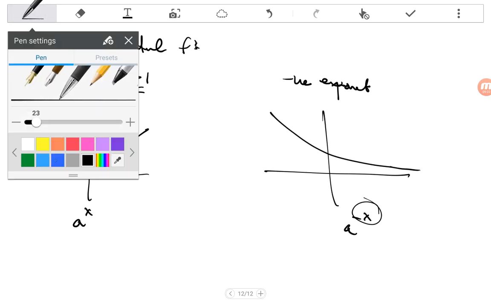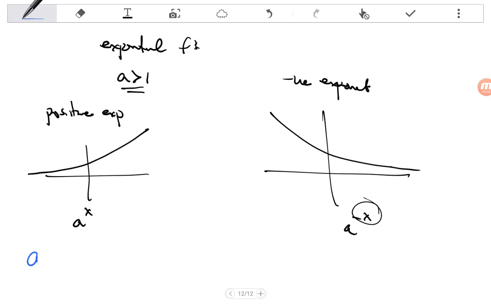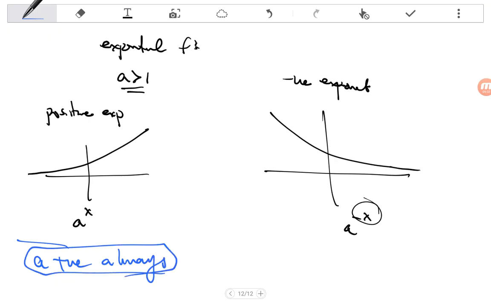We will just assume that a is positive. We just assume in all our study that a is a positive value. Why? Because negative values give me some other issues. For example, if I had negative 1, and I just put x to be half, what is negative 1 power half? In real analysis, this is not an allowed value because I don't have a negative inside a square root.